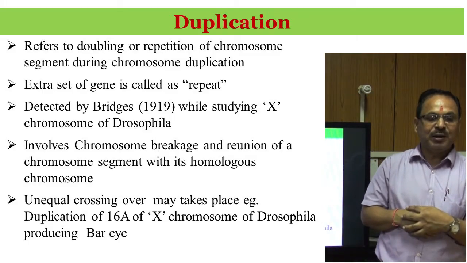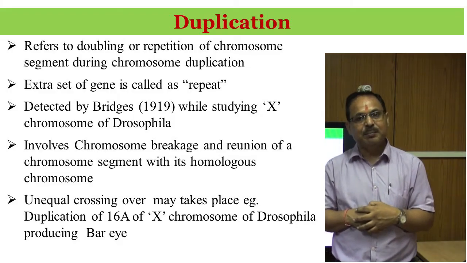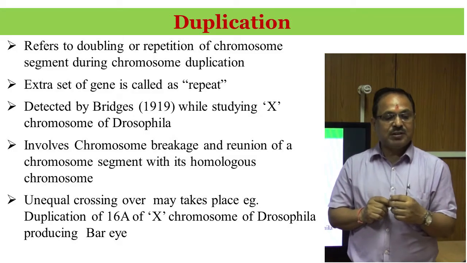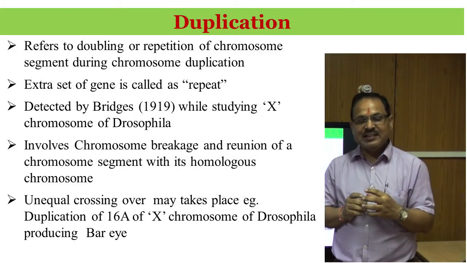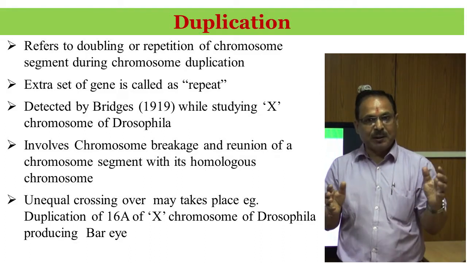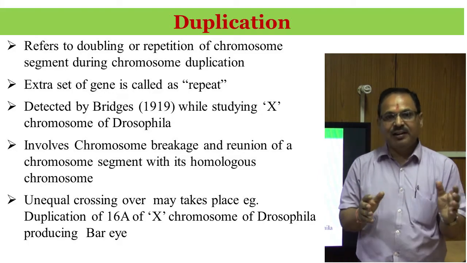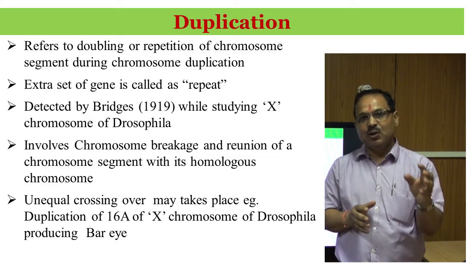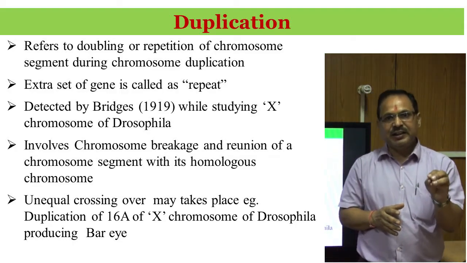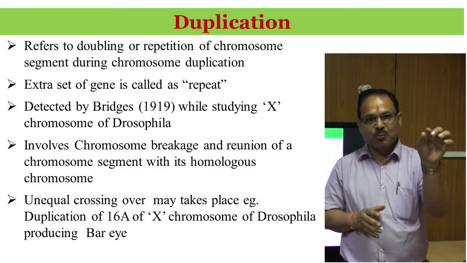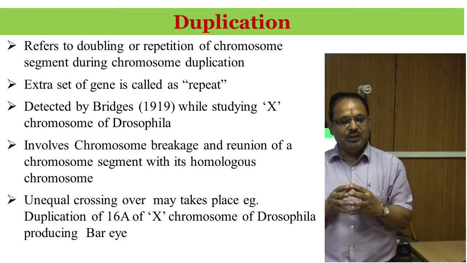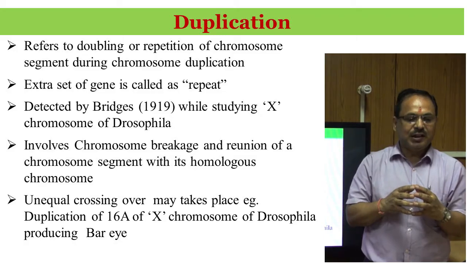This phenomenon of duplication was first detected by Bridges in the year 1919, while studying the X chromosome of Drosophila. It involves chromosome breakage and reunion of the chromosomal segment with its homologous chromosome. If we compare deletion and duplication, we can clearly differentiate that in case of deletions, only the breakage takes place. There is no question of rejoining, but in case of duplications, both steps, chromosomal breakage and rejoining, take place, and the reunion should be with its homologous chromosome.